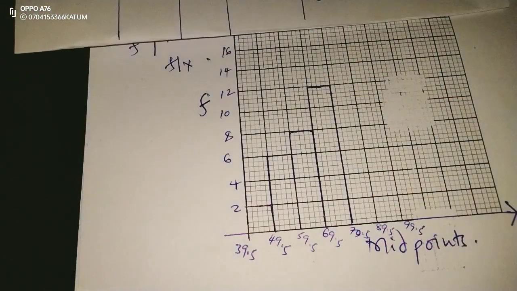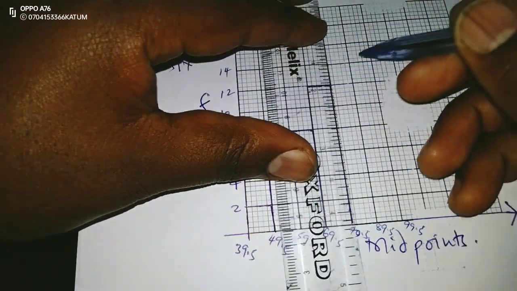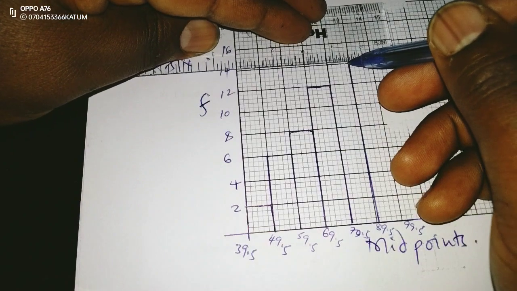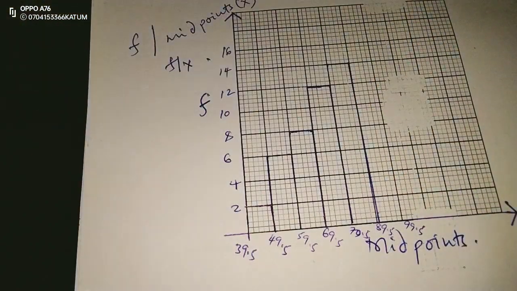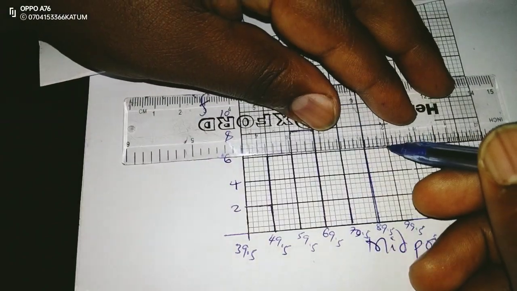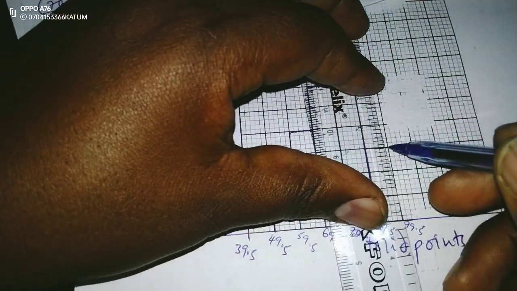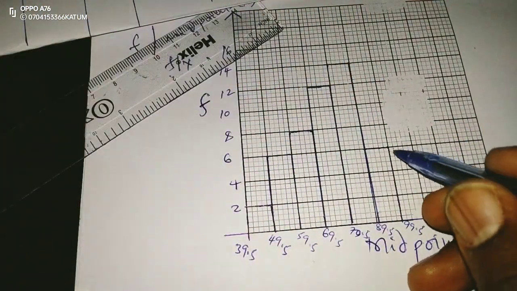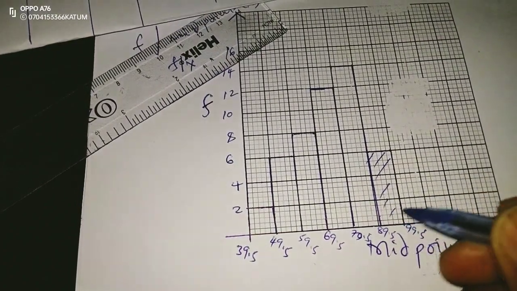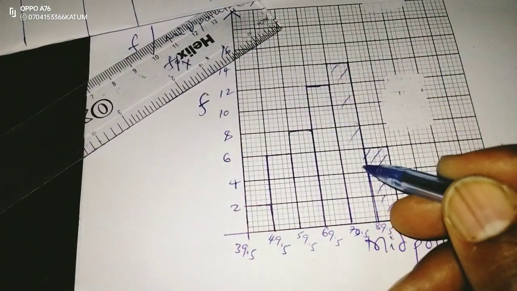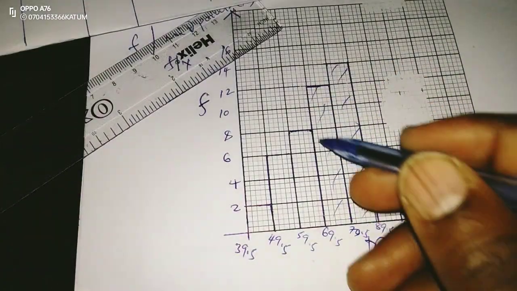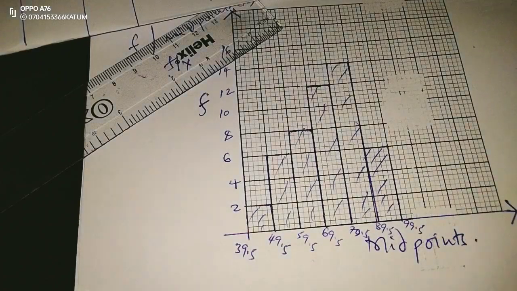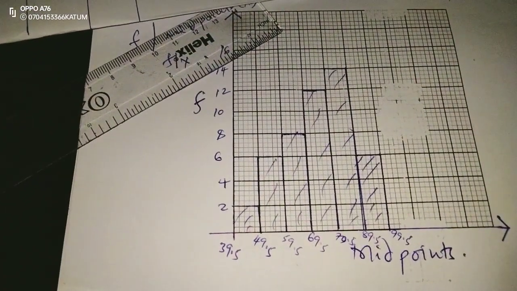Then we're going to have a frequency of 14. And finally, a frequency of 6. Therefore, these are what we call the bars, which are called histograms. They are representing the data. And at the middle of each bar is the midpoint of the class.